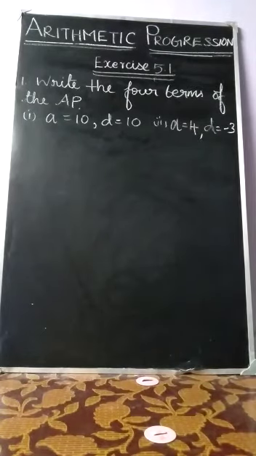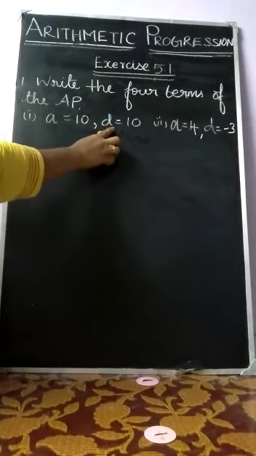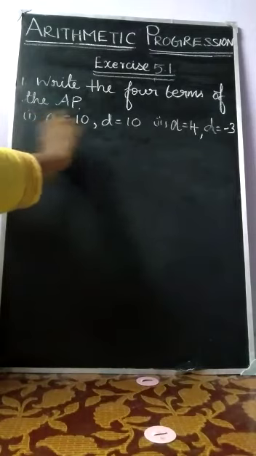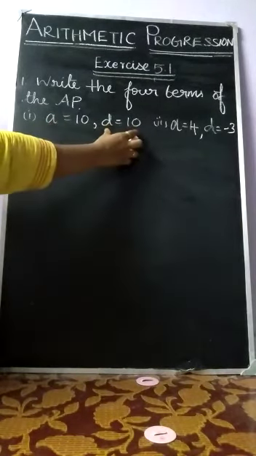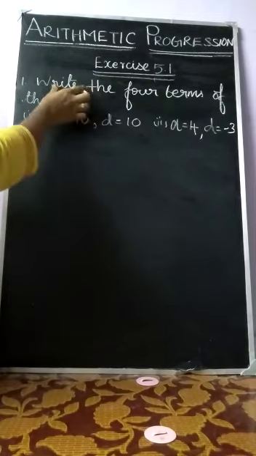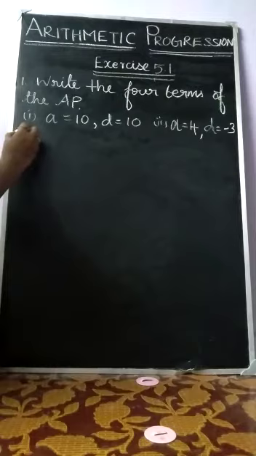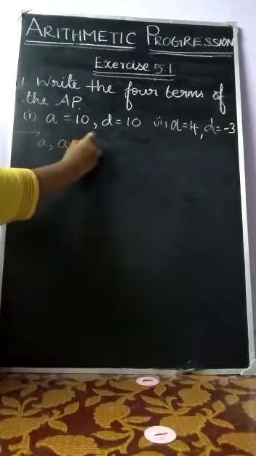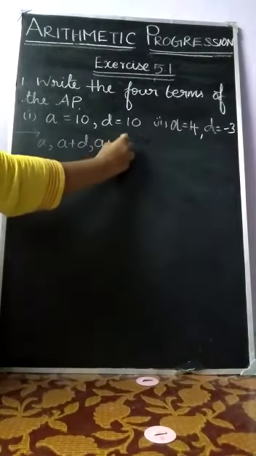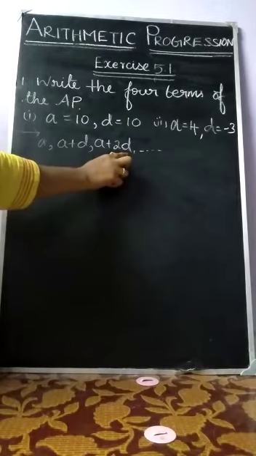Here first problem, write the four terms of the AP. A value is given and the common difference also given. One AP list is given and the first term is A, and the common difference is D. Here write the four terms of the AP. What is the general form of an AP? Actually A, A plus D, A plus 2D, etc. These are the general form of an AP.